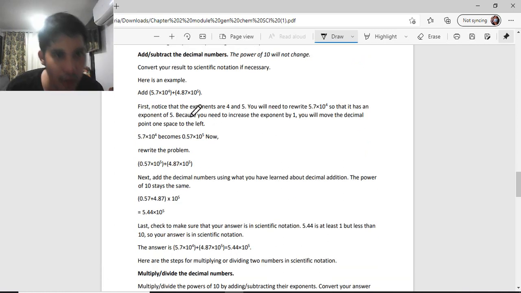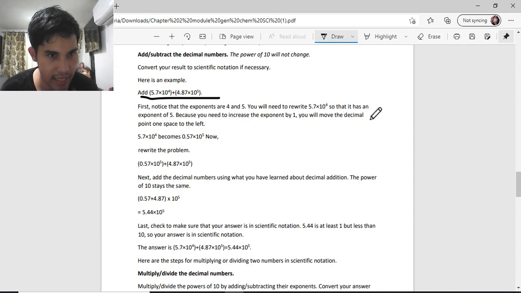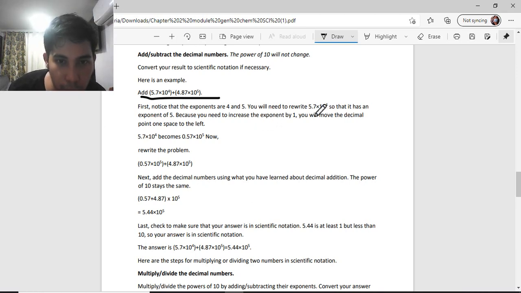Add 5.7 times 10 raised to 4 plus 4.87 times 10 raised to 5. First, notice that the exponents are 4 and 5. You need to rewrite 5.7 times 10 raised to 4 so that it has the exponent of 5. Because you need the exponent to increase by 1, the value of your 5.7 will now be 0.57 times 10 raised to 5. From raised to 4, it becomes raised to 5. Now we rewrite the problem so you can see it better: it is now 0.57 times 10 raised to 5.